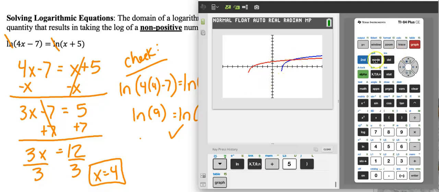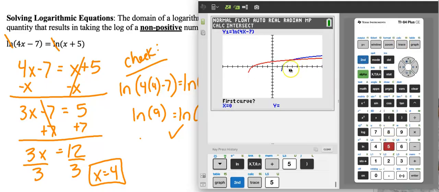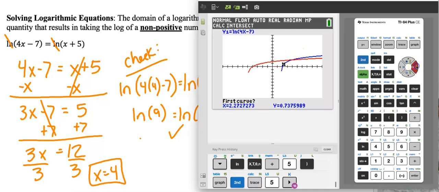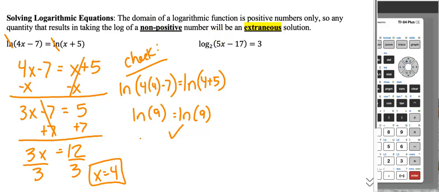But to be exact, if you hit second trace, press 5. Now your blinky dot is sitting at 0, so you need to move it to the right. Once you get the blinky dot on your screen, hit enter 3 times. And again, it tells you the intersection. We're only solving for x, so we don't need the y value, but you have x equals 4. Okie doke. Let's try another one.